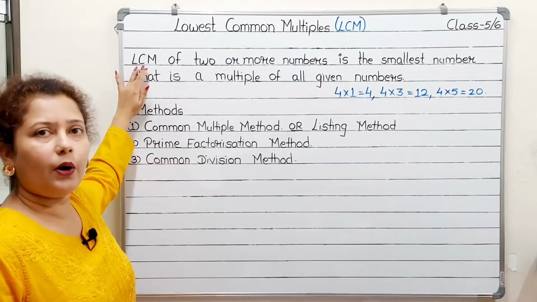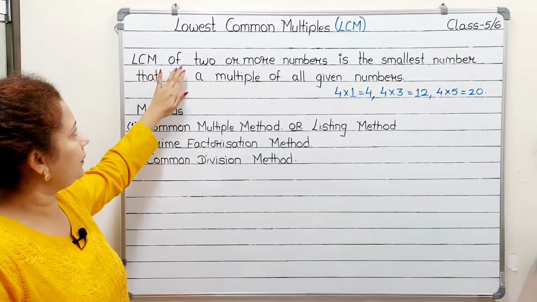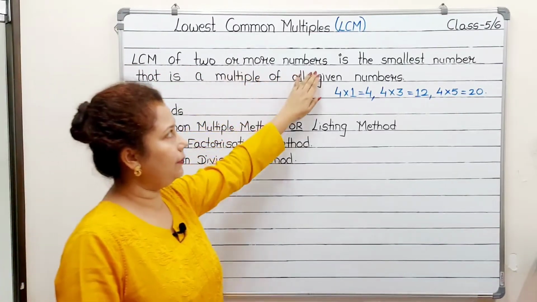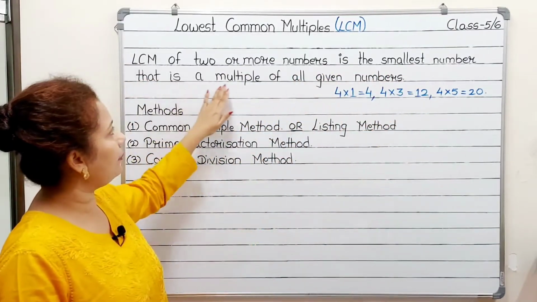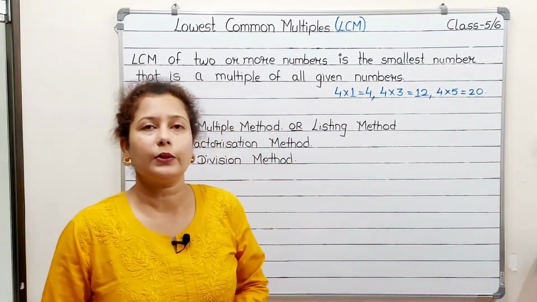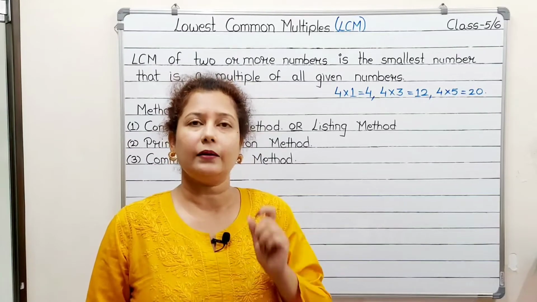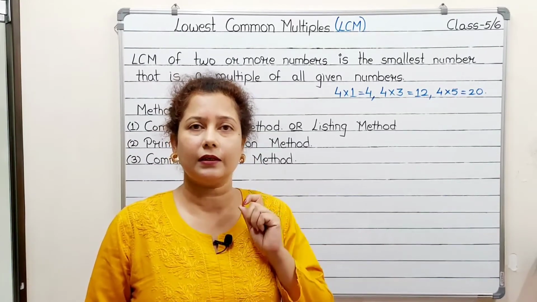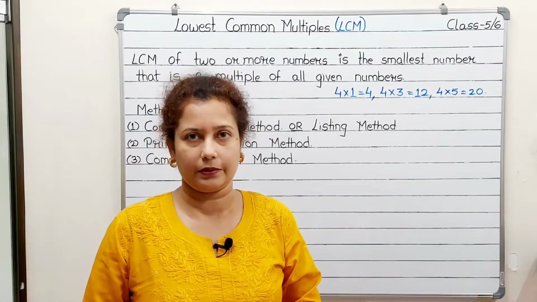Now LCM or least common multiple. The least common multiple of two or more numbers is the smallest number that is a multiple of all the given numbers. So here we have to find the multiples of the given numbers and see which is the smallest multiple common to all the three numbers.